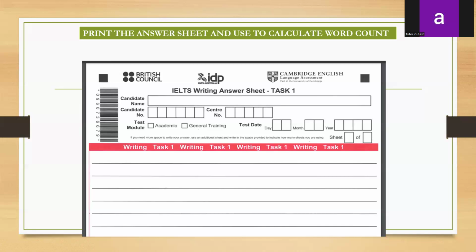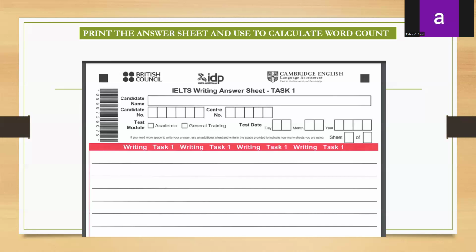Remember, the minimum word count is 150 words for Task 1. You're supposed to target 180 words. If you write below that minimum of 150, the chances of getting a band 7 will be slim. So you should know exactly, before you enter the exam hall, how many lines will give you 150 minimum, but the target is 180. So how many lines will give me 180? You count one by one. When you write your letter or your chart, you count the words one by one.